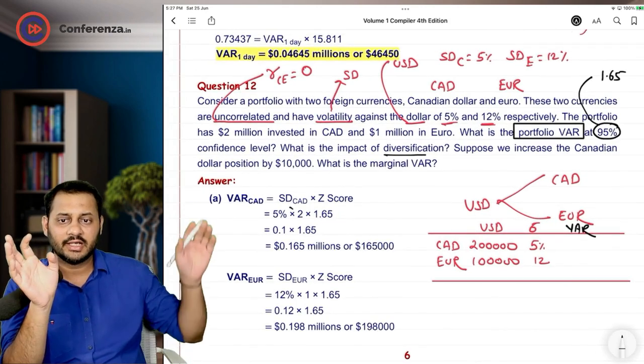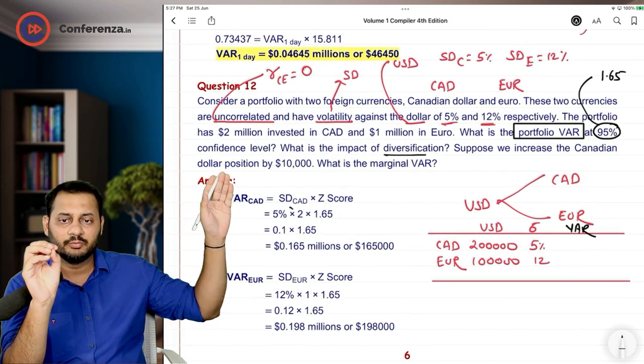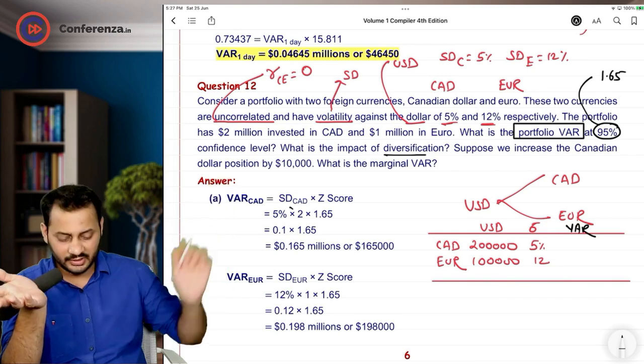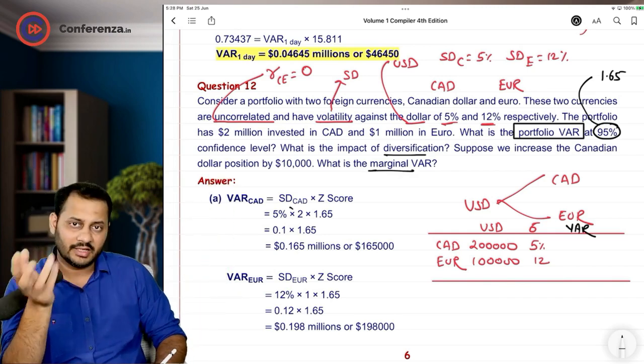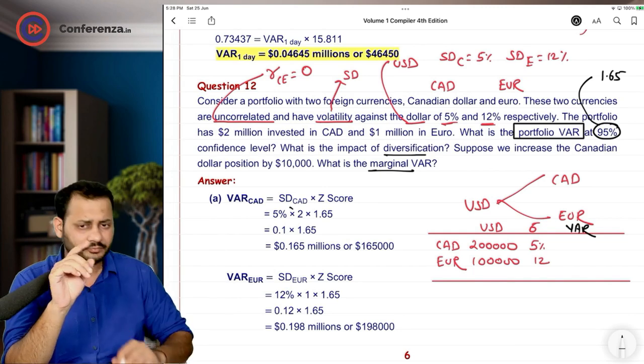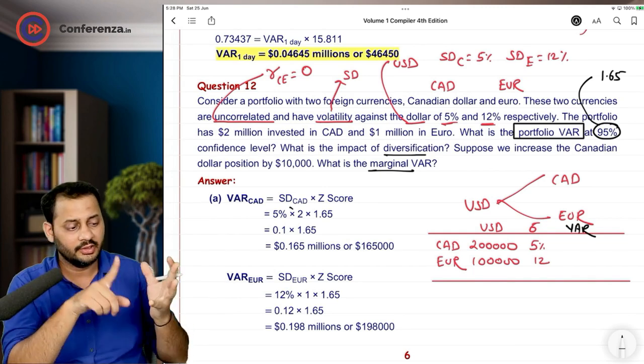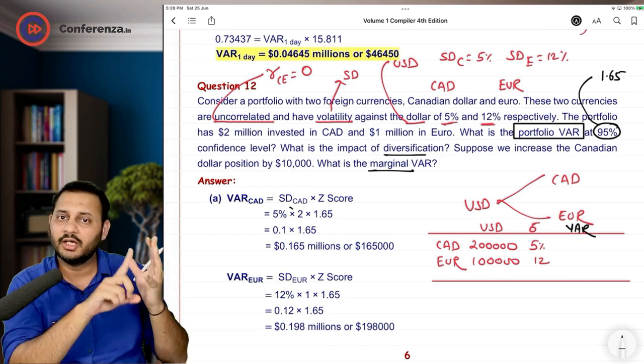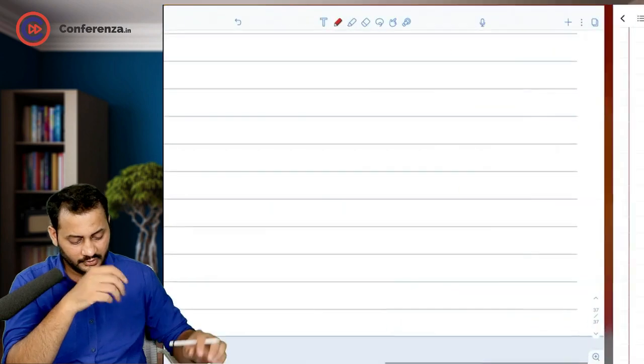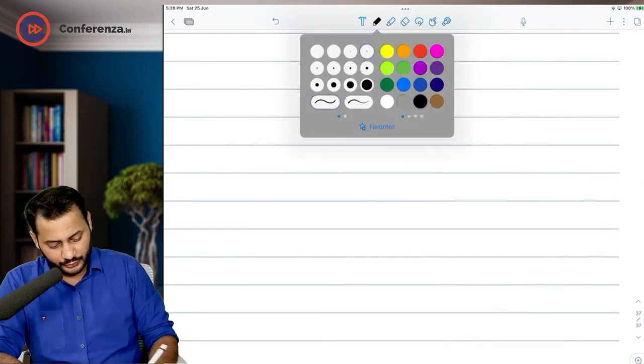Suppose we increase the Canadian dollar position by $10,000. What is the marginal VAR? We will look after that. Sorry, there are three answers that we have to calculate: first, portfolio VAR, then impact of diversification, and marginal VAR. Let's just come here and I will show you.